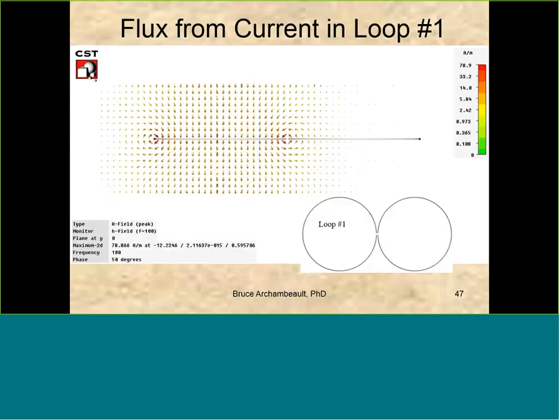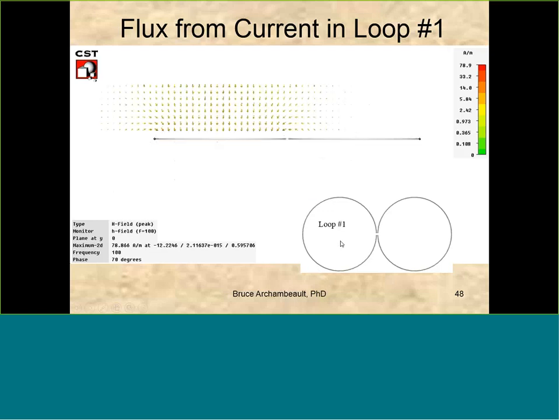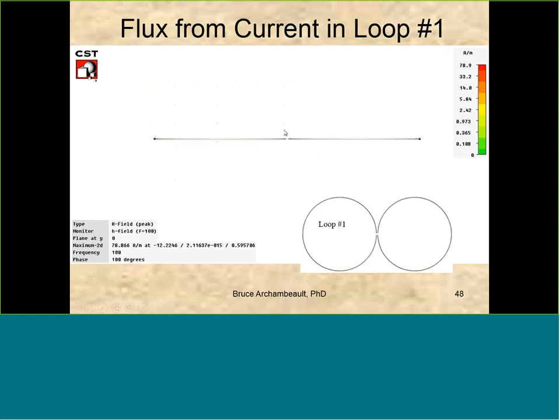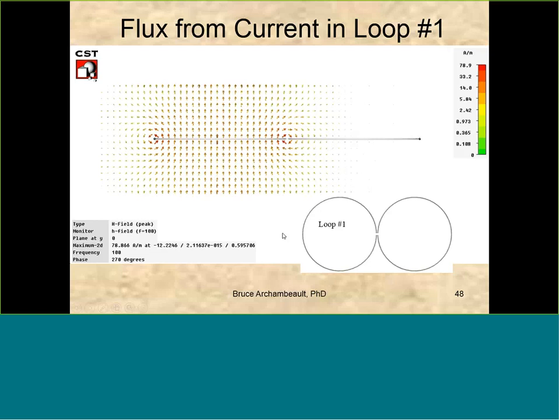Here I've got two loops of wire. Loop one is the one I'm driving, and I'm just taking a cut through the middle here to look at the magnetic fields. You can see that the magnetic fields are very strong in this area of the loop, as well as way over here on the left, which is this area of the loop, because that's where the wire is going through this cut view plane. And of course, inside the loop, the magnetic fields are pretty strong.